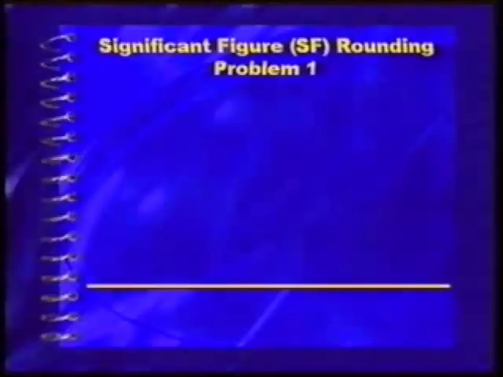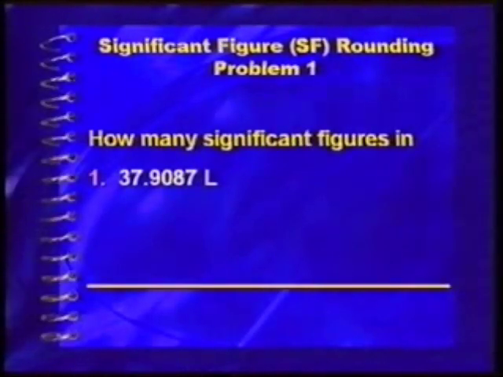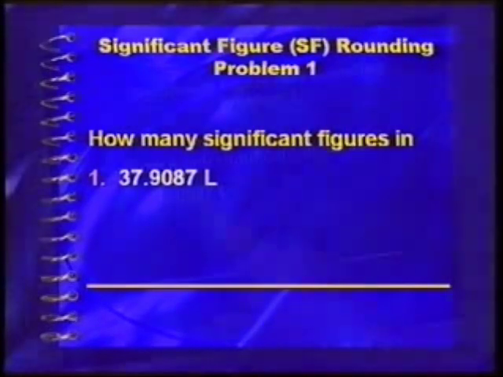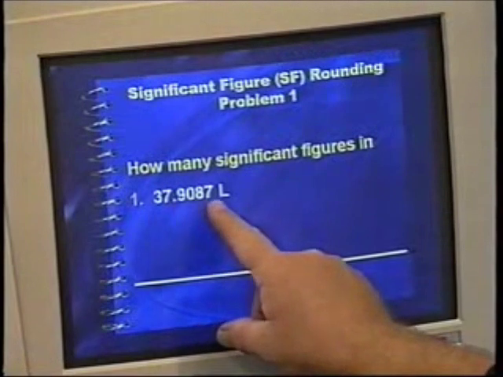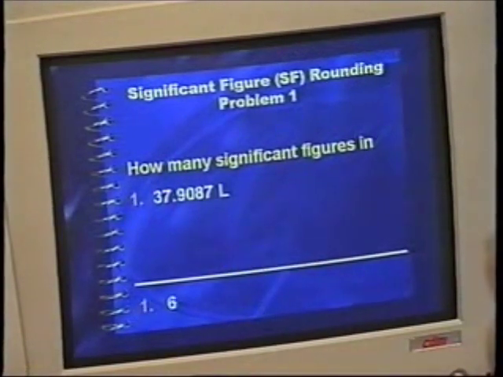The other type of rounding involves significant figures. In fact, I can fill a whole program about significant figures. It's perhaps best illustrated by means of some examples. I've got an example here where you're asked to find how many significant figures there are in 379087. Now, there are 6 significant figures. You just count how many figures there are.